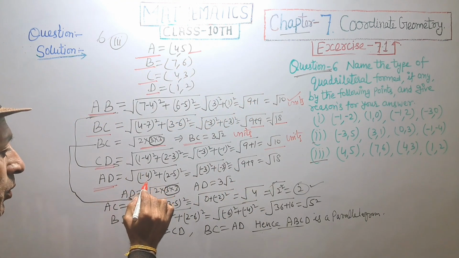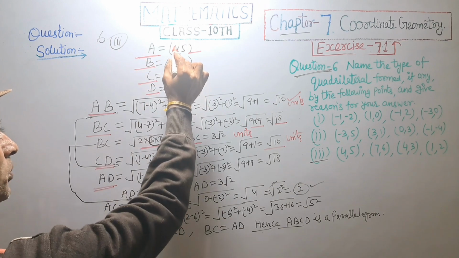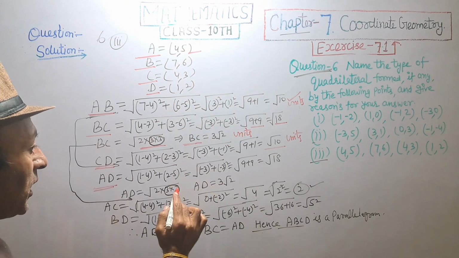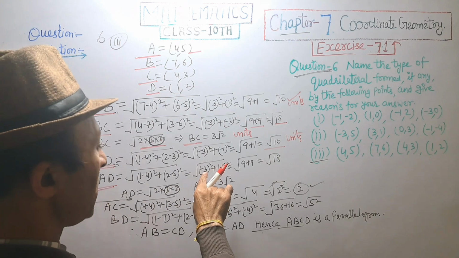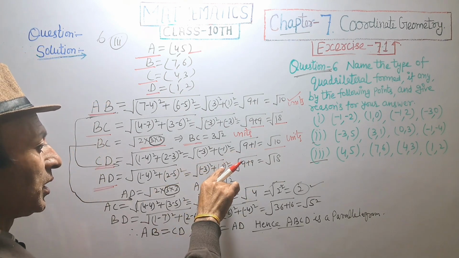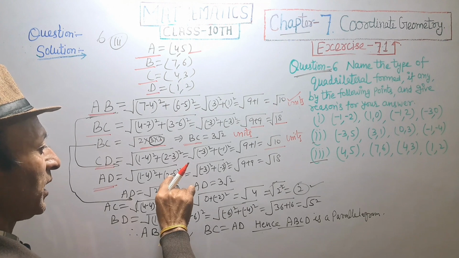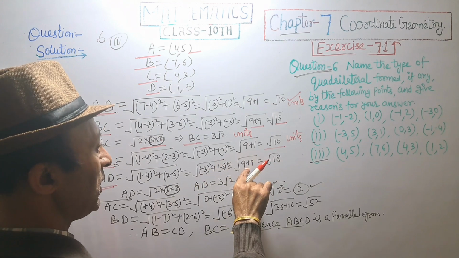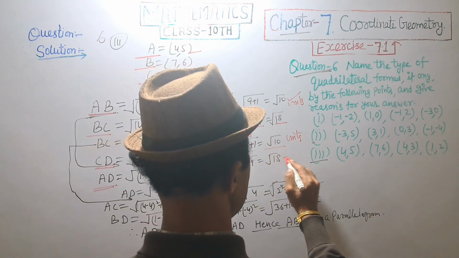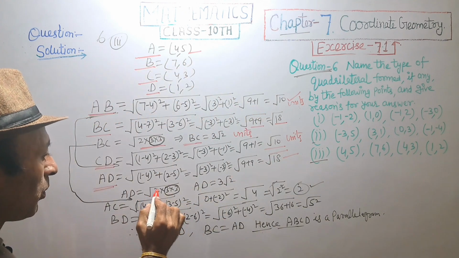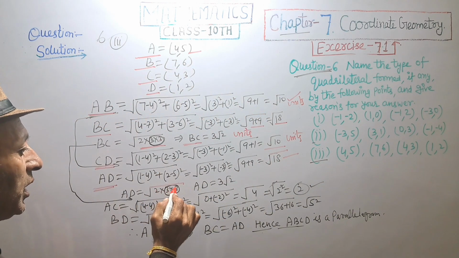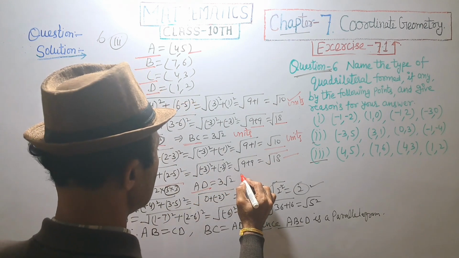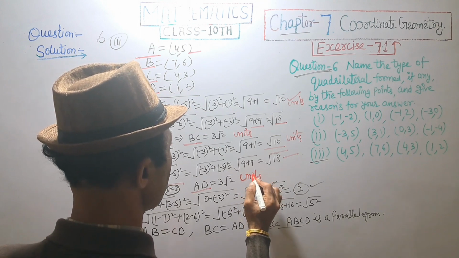And AD, by distance formula, AD is x2 minus x1 square plus y2 minus y1 square. 4 minus 1 is 3, minus 3 square, plus 5 minus 2 is minus 3, because minus 5 is greater, but 3 square is positive 9 plus positive 9, and the sum of 9 plus 9 is 18, root 18. Prime factorization of root 18 is equal to 2 into 3 into 3, but one pair of 3 is taken common, so we get AD is equal to 3 root 2 units.